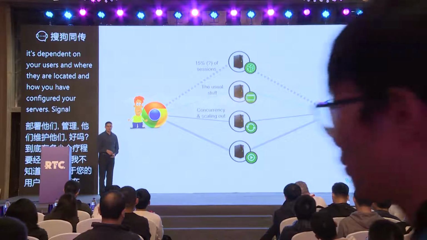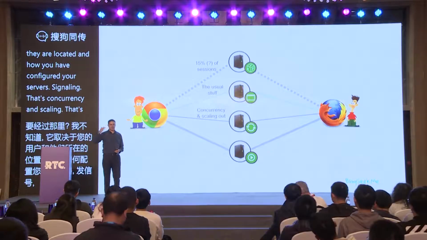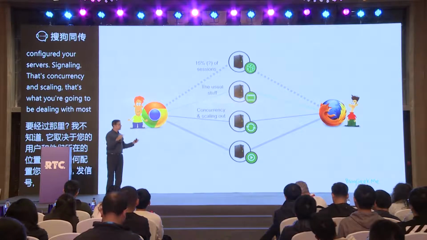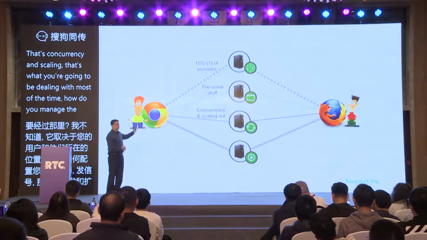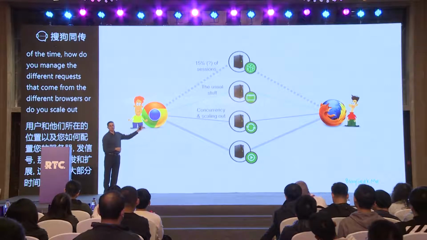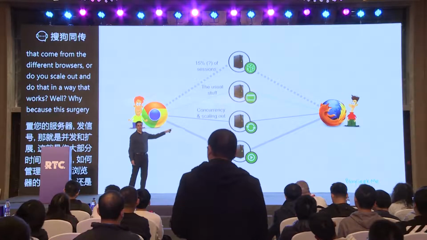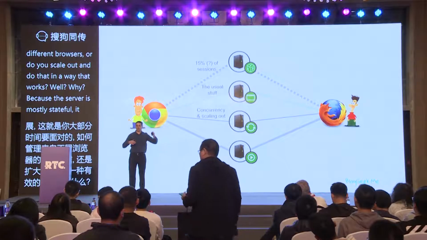Signaling, that's concurrency and scaling. That's what you're going to be dealing with most of the time. How do you manage the different requests that come from the different browsers? How do you scale out and do that in a way that works well? Why? Because this server is mostly stateful. It needs to understand who exists in the call and what they are doing.